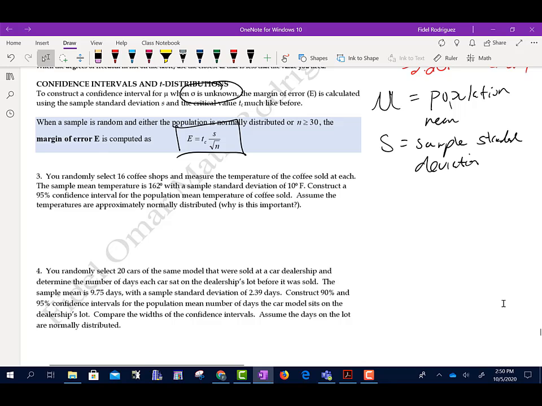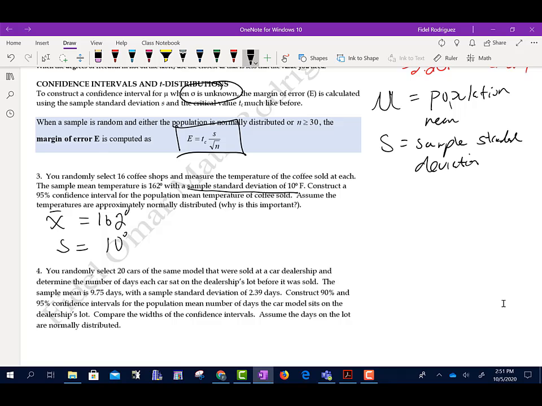So let's see if we can figure out this problem. It says you randomly select 16 coffee shops and measure the temperature of the coffee sold at each. The sample mean temperature is 162 with a sample standard deviation of 10 degrees. Construct a 95% confidence interval for the population mean temperature of the coffee sold. Assume the temperatures are normally distributed. Let's take a look here. First thing, we know that our X bar is 162 degrees, and we know that our sample standard deviation, because it tells me right here, is equal to 10 degrees.